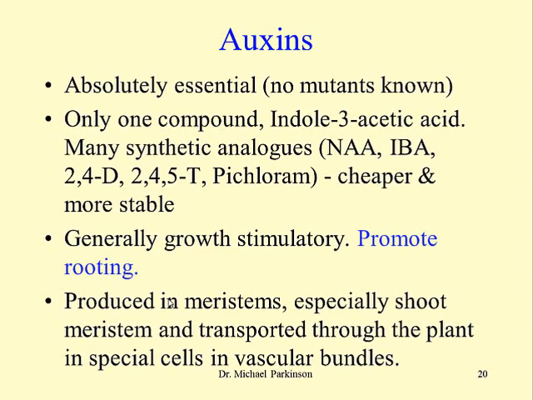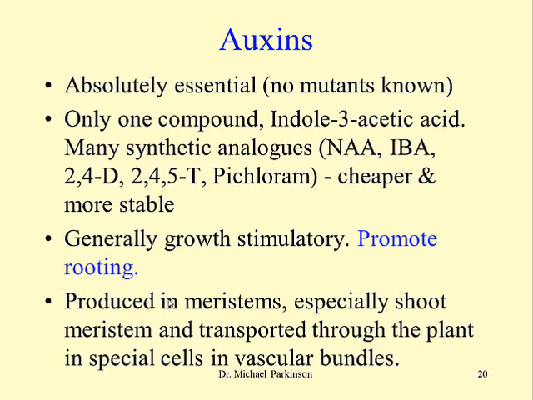Now, I would like to say right at the start that there are 2 distinct groups of synthetic analogues. Naphthalene acetic acid and indole butyric acid are transported in exactly the same way as indole 3-acetic acid in the auxin transport system. 2,4-D, 2,4,5-T and picloram are not recognized by the auxin transport system and are not transported throughout the plant in a polar manner.